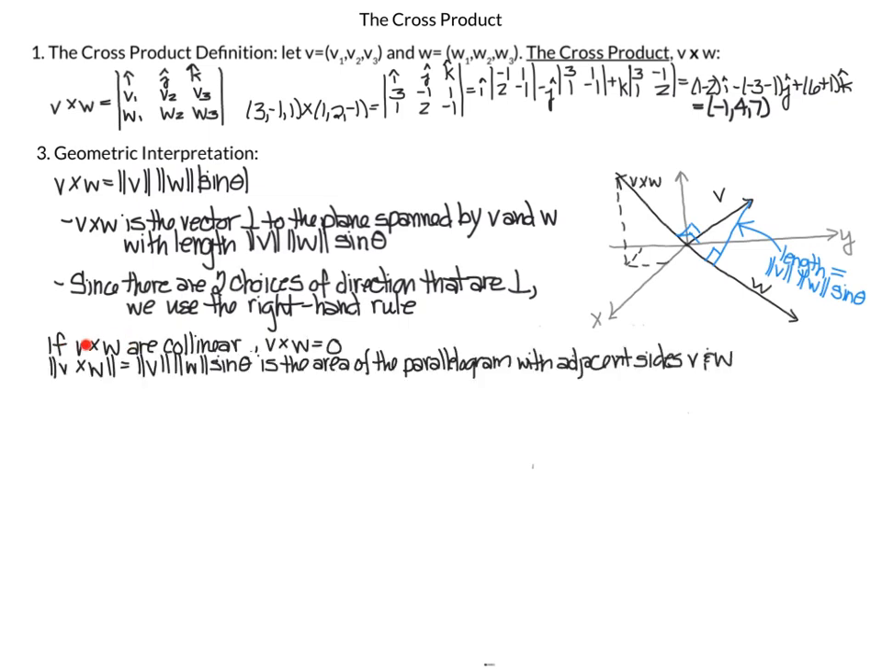A couple of other points: if V and W are collinear, if they're on the same line, then they don't define a plane, and V cross W will be equal to 0. And last, the norm of V cross W, which is equal to norm of V, norm of W, sine of theta, is the area of the parallelogram with adjacent sides V and W. So that will be this parallelogram. If I have V, something parallel to W, something parallel to V, this is the parallelogram. The area will equal the norm of V cross W.